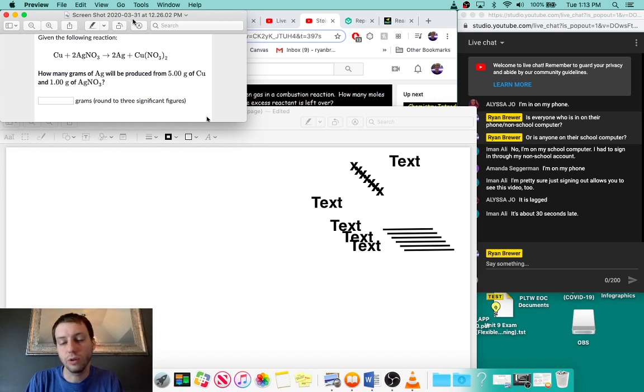It's nothing new. Stoichiometry, we're just going to do it twice. Okay, and so let's look at this problem right here. We've got copper and silver nitrate. It says how many grams of silver will be produced from 5 grams of copper and 1 gram of silver nitrate. And since both of our values that were given are in 3 significant figures, we're going to end with 3 significant figures at the end.